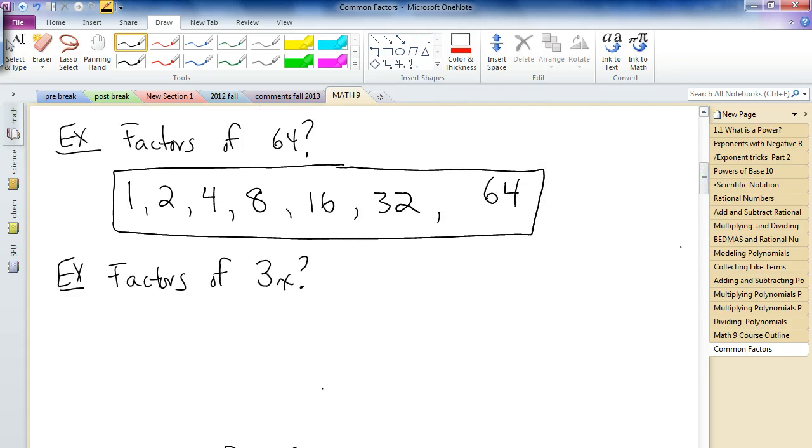Now, what are the factors of 3x? The factors of 3x. Well, first off, what we're going to do is treat the 3 and the x separately.